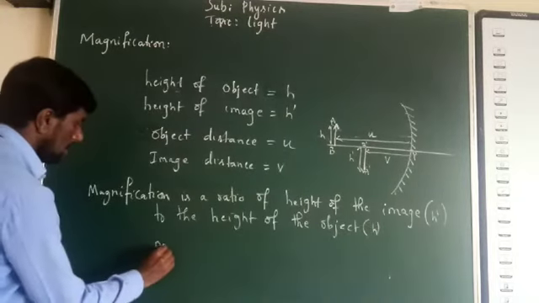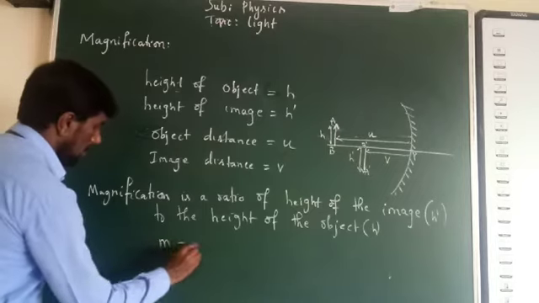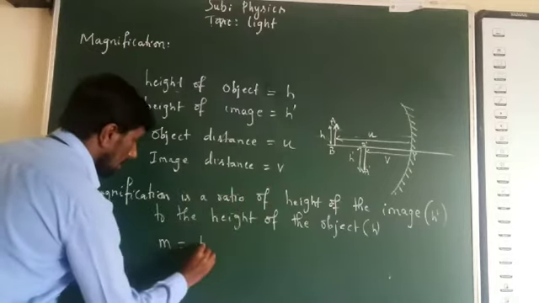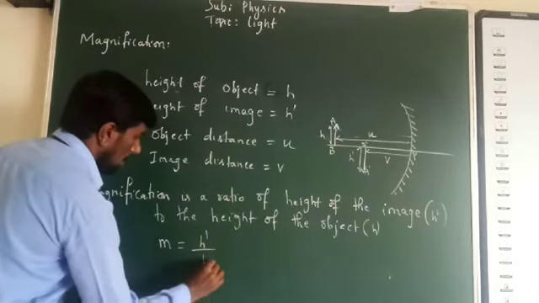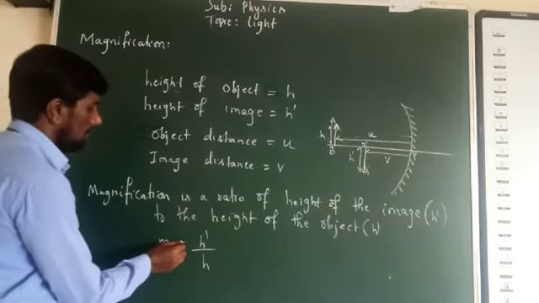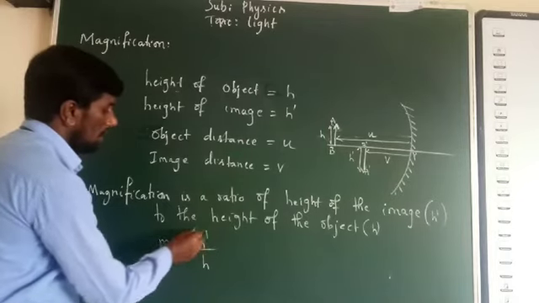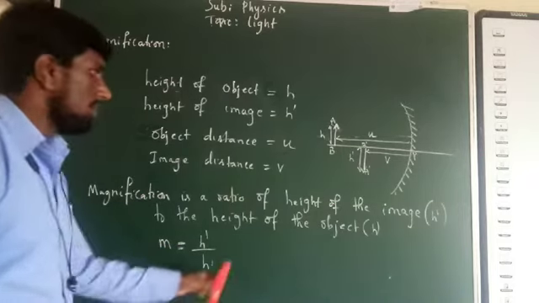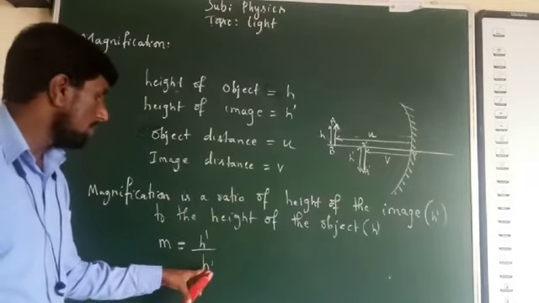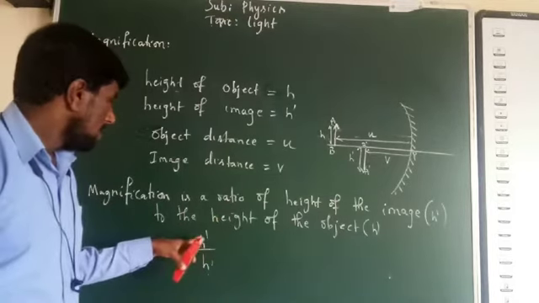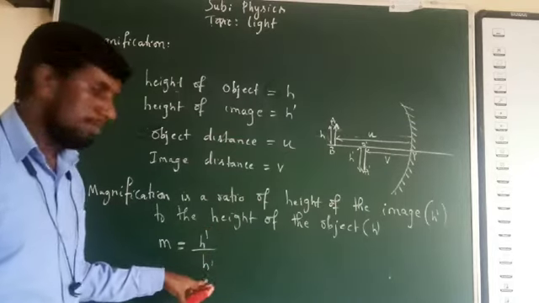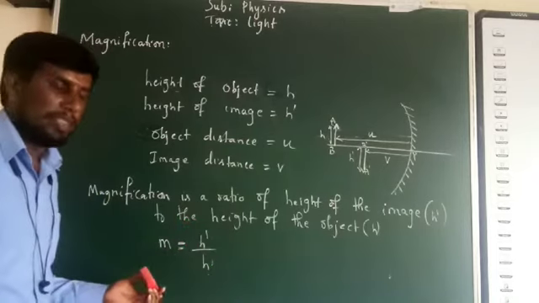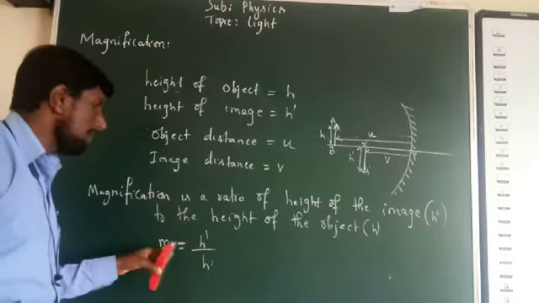So in the equation, we can write m is equal to the ratio of the height of the image to the height of the object. Ratio means you should take division. Very simple. This defines the magnification. If you know the height of the image and the height of the object, then divide the height of the image by the height of the object, and you will get the magnification: how much the image is enlarged or how small it is. That quantity we specify using the magnification concept.